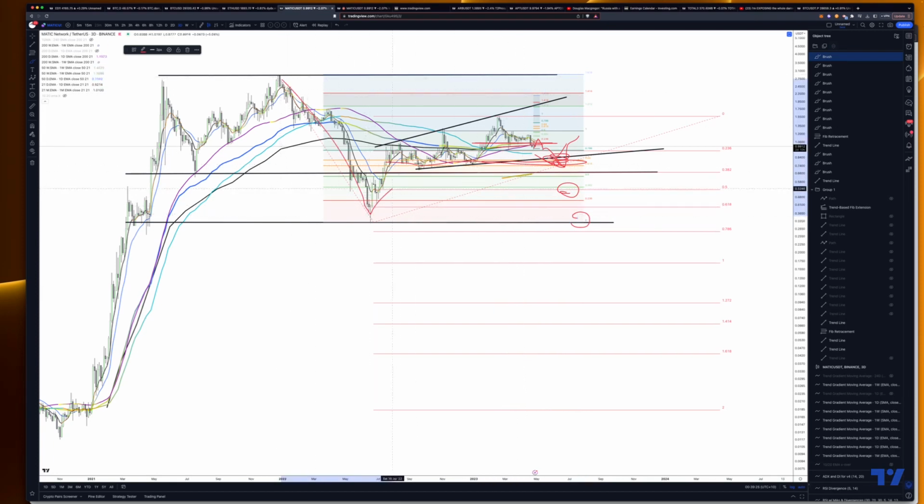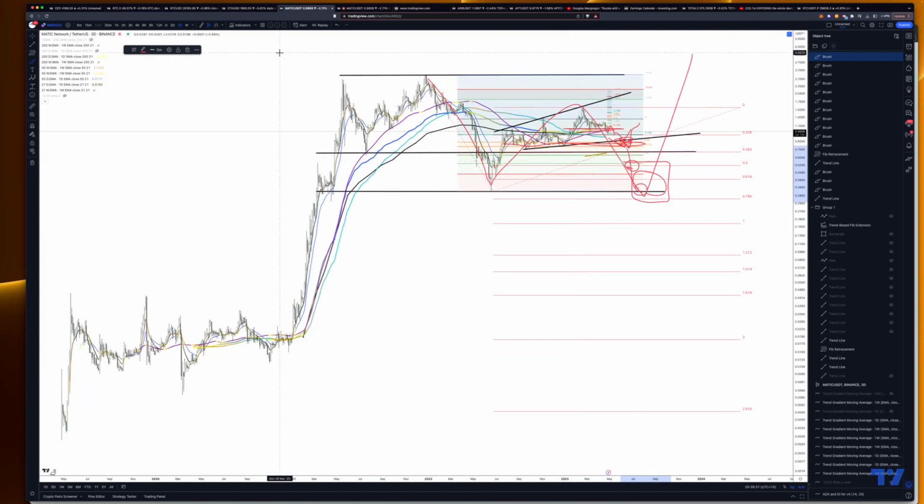But if we get this, that's definitely a good entry. This area will be definitely a good entry if it comes down to it. That's what I have.